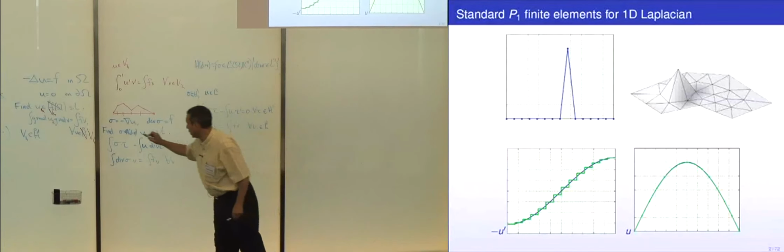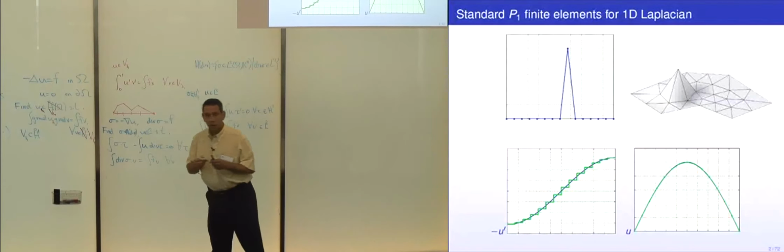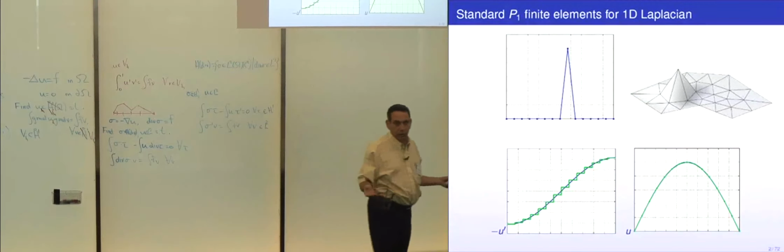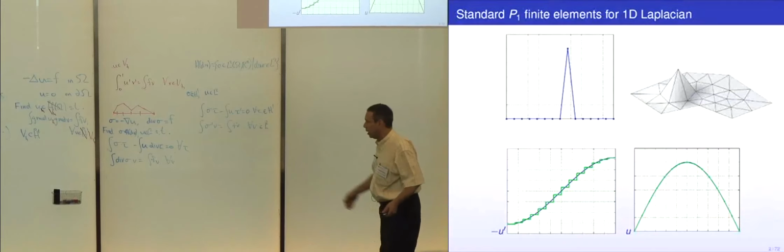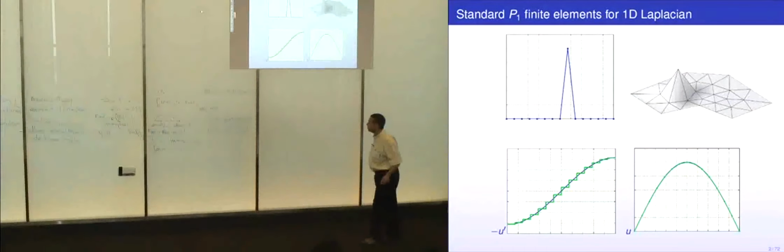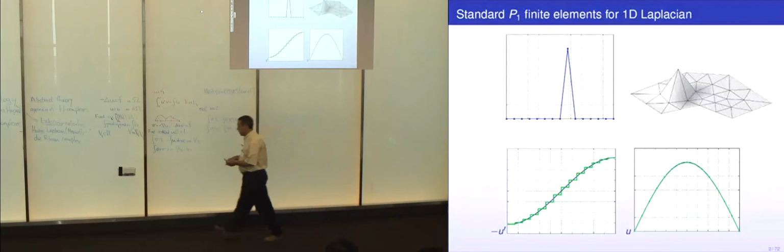Okay, and u is still in L2. So that's another weak formulation of the Laplacian. It's actually physically even more natural than the first one, although we tend to be more used to the first one.